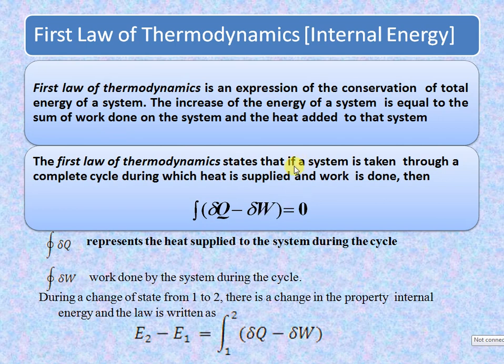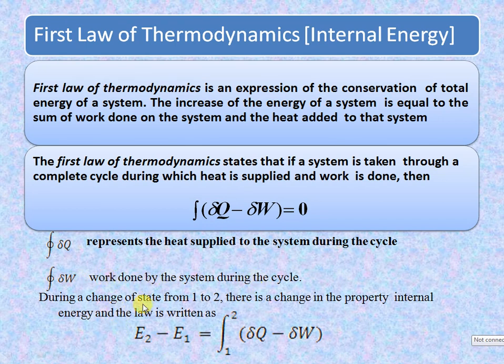The first law of thermodynamics states that if a system is taken through a complete cycle during which heat is supplied and work is done, then the cyclic integral of del q minus del w is equal to 0. So work and heat are mutually convertible. If you supply heat, it is converted into the full amount of work. If you supply work, you get the full amount of heat. The cyclic integral of del q represents the heat supplied to the system during the cycle, and the cyclic integral of del w is the work done by the system during the cycle.